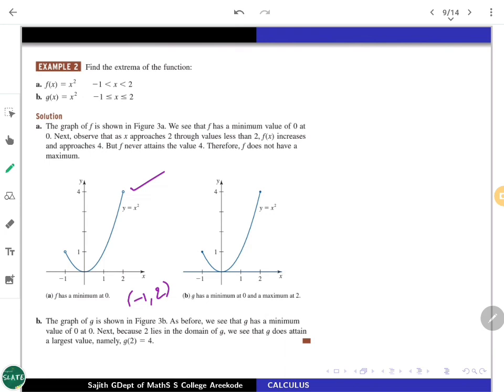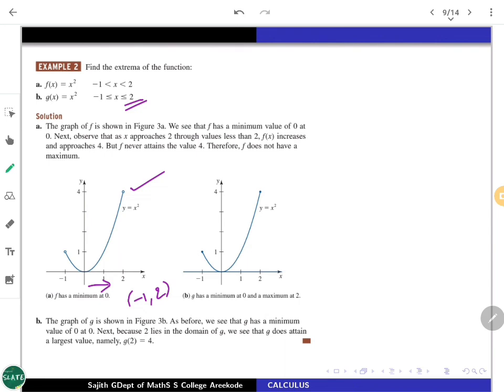f of x is increasing as you are nearing towards 2, but it never takes the value or attains the value 4. If it takes the value 4, you can say that it has a maximum, but f does not have a maximum. On the other hand, if you are sealing it with 2, I mean the domain is included with 2. Now look at the graph, y equals x square.